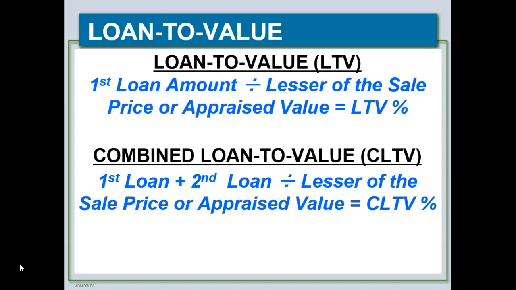Okay? The CLTV, combined loan to value: take the first and the second, divided by whatever is lower between the sales price and the appraised value, just press equal, read what it says. LTV is just the first loan amount divided by whatever is lower, sales price or the appraised value, just press equal. CLTV is the first loan amount and the second loan amount divided by whatever is lower, and just press equal.